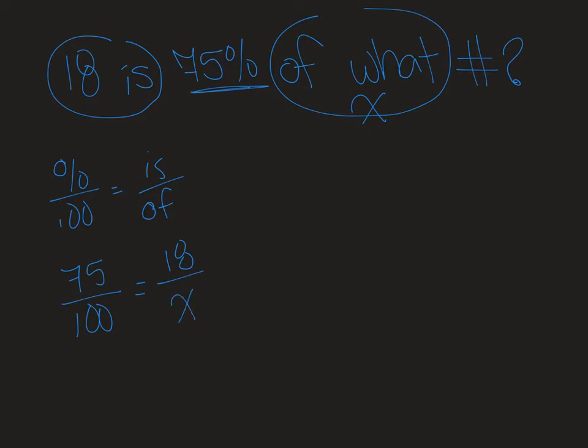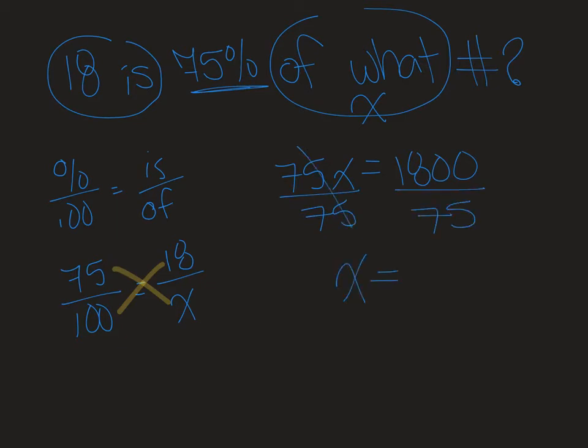So now I'm going to solve by doing my cross multiplying again. So 75 times x gives me 75x, and 18 times 100 gives you your 1800, and then you want to divide by 75 on both sides to get that x by itself. So 1800 divided by 75 gives you 24. So this is actually a whole because that's our base, that of part. So this is just 24. So 18 is 75% of 24.